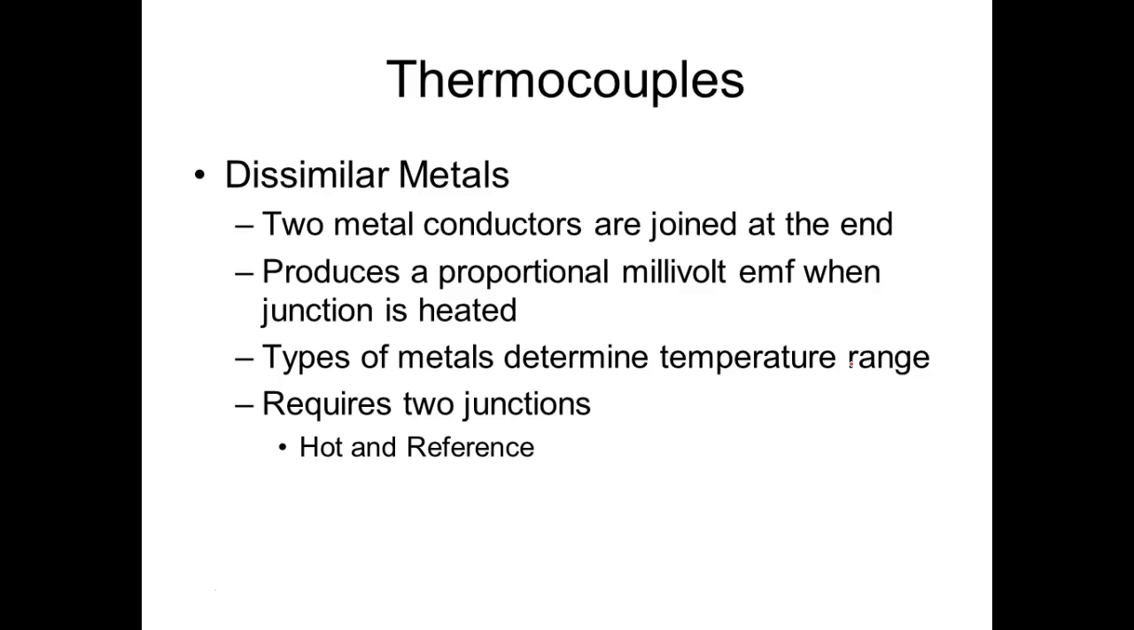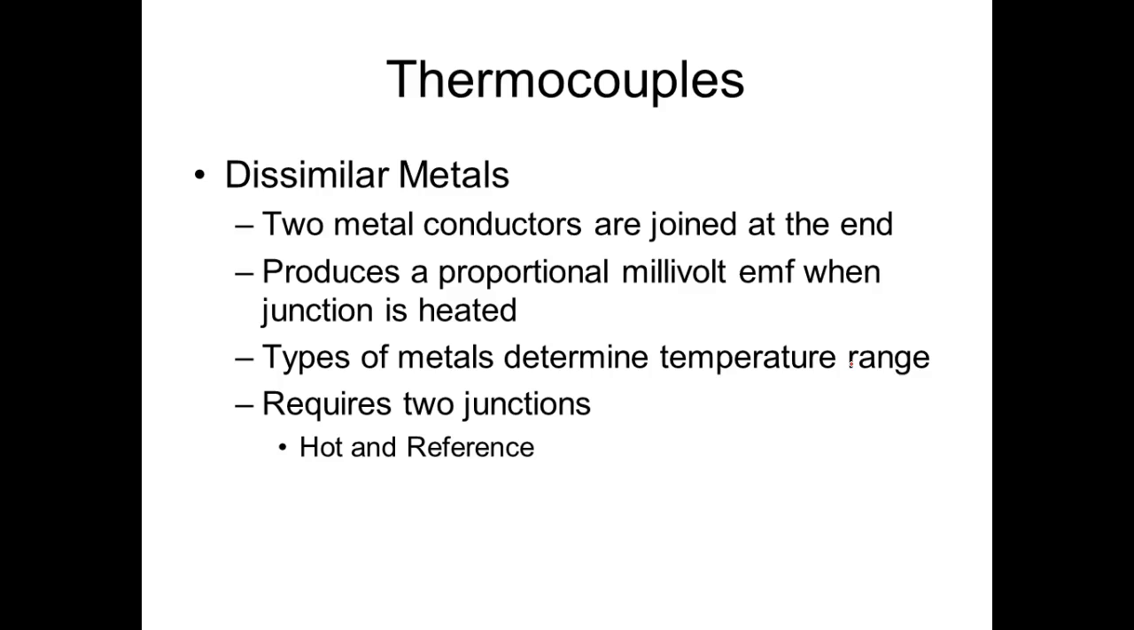So thermocouple. What they found out a long time ago is that when you start mixing dissimilar metals, strange things start happening. Like if you mix aluminum and copper with each other, they will literally eat each other up. So if you ever mix aluminum and copper, there's a paste that you buy that you put on it to prevent oxidation. So two metals are joined at the end, producing a proportional millivolt EMF when the junction is heated.